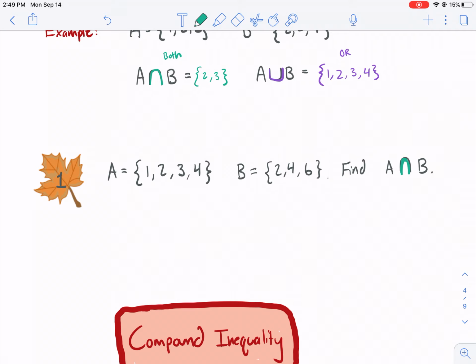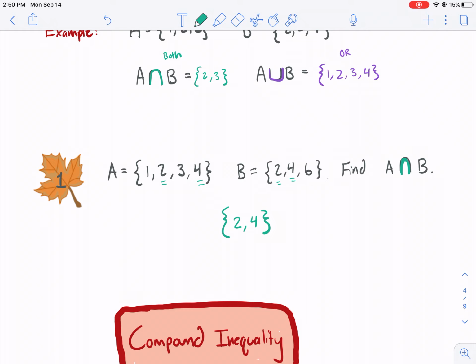If we're looking for the intersection, we're looking for something they have in common. It looks like 2 is in both. It looks like 4 is in both. 3, 1, and 6 are all off the table because they're not in both. So our intersection is going to be 2, 4, and that is it.